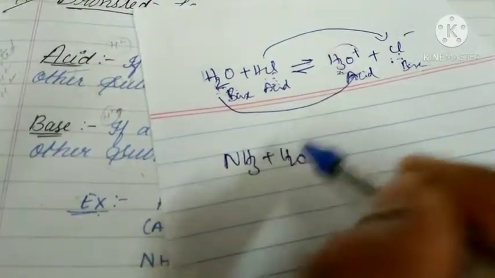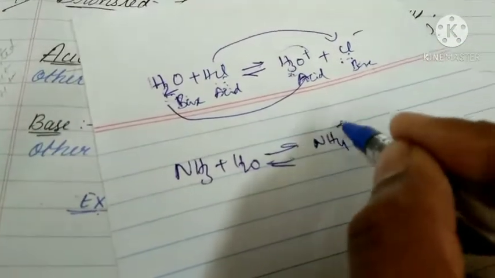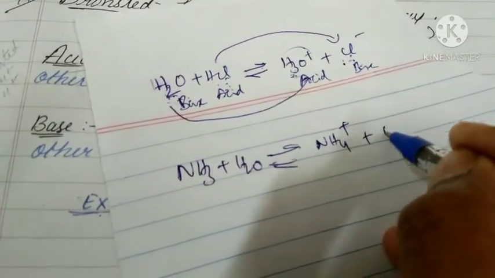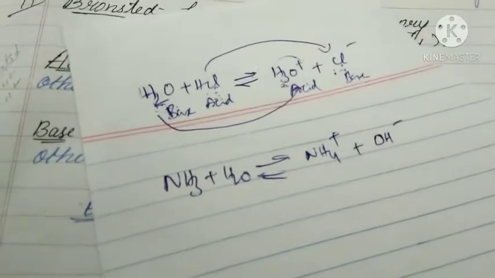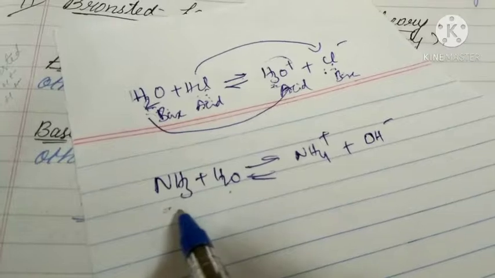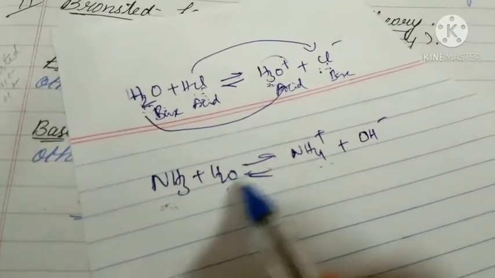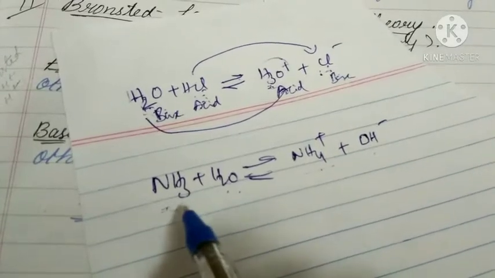NH3 plus H2O gives rise to NH4 plus and OH minus. This is also a reversible reaction. That means when ammonia reacts with water, this is the formula for ammonia. When ammonia reacts with water, then this ammonia becomes ammonium ion and H2O becomes hydroxide ion. What is the mechanism for the forward reaction?